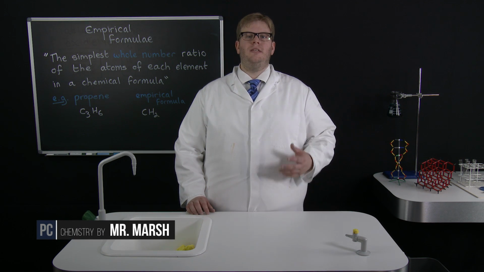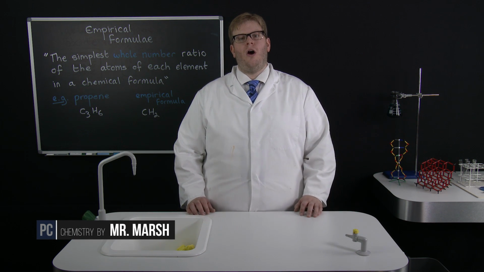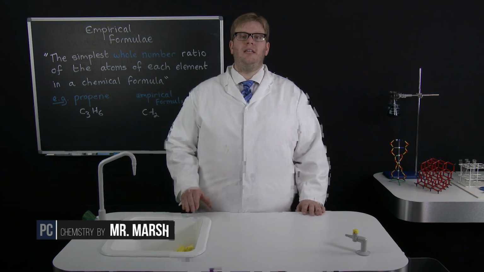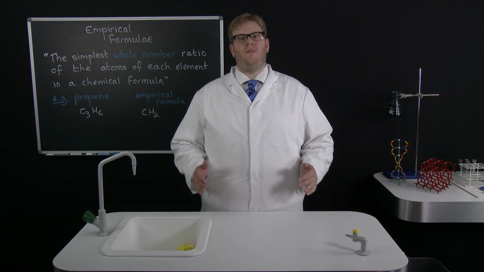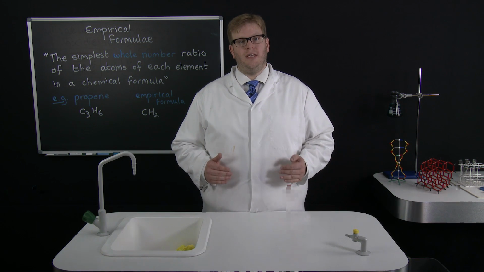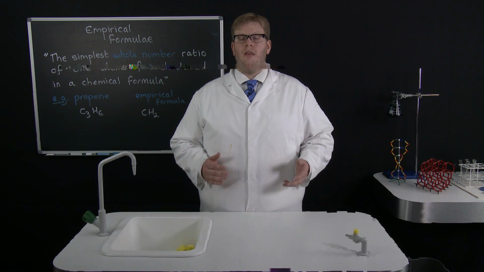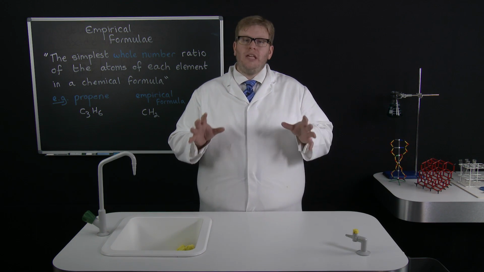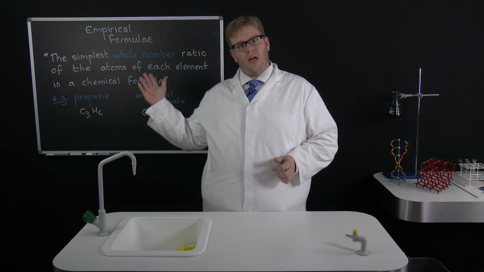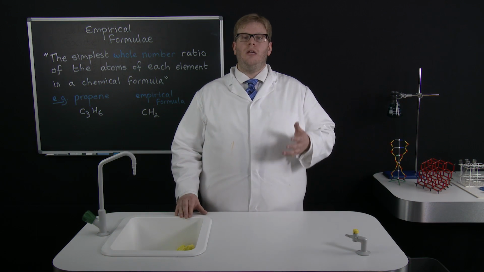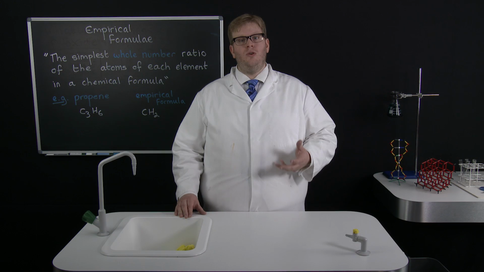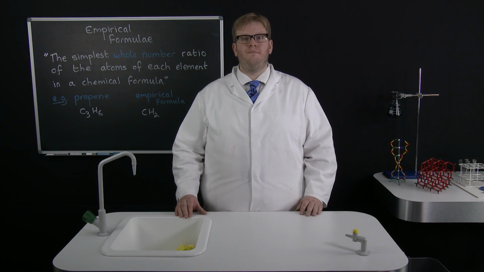Empirical formula is the simplest whole number ratio of the different atoms in a chemical formula. It's always calculated experimentally, so you'll have to follow a series of steps in a calculation to get the answer. The numbers aren't always exactly whole numbers, but they should equate to roughly a whole number ratio. We're going to go through the steps in how to calculate empirical formula using experimental data.